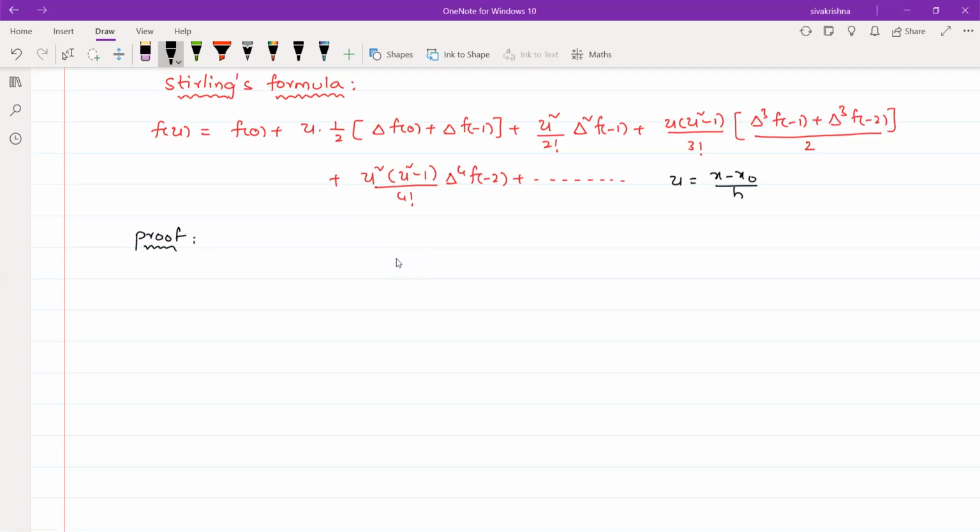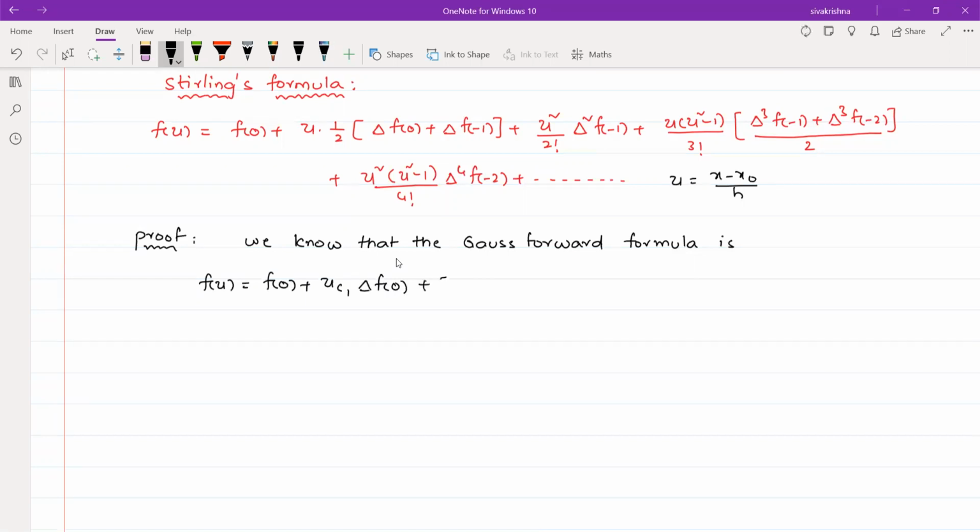Okay, right. So coming to the proof, we know that the Gauss forward interpolation formula, simply Gauss forward formula, is, so I'm writing the Gauss forward formula once again. f of u is equal to f of 0 plus uc1 into delta f of 0 plus uc2 into delta square f of minus 1 plus u plus 1 c3 into delta cube f of minus 1 plus u plus 1 c4 into delta power 4 f of minus 2 and so on. I have written the formula up to the fourth difference only.